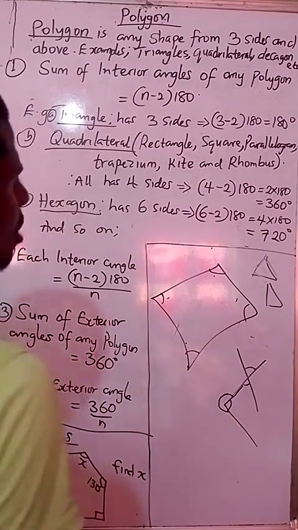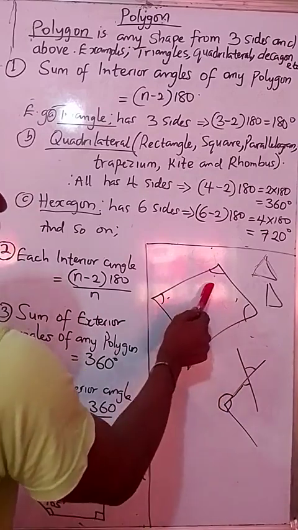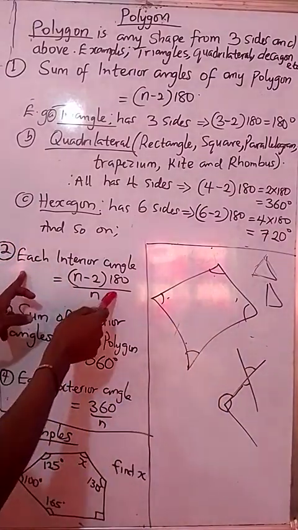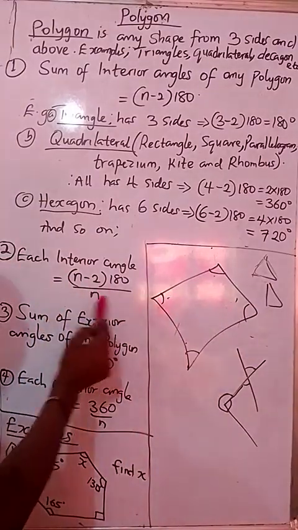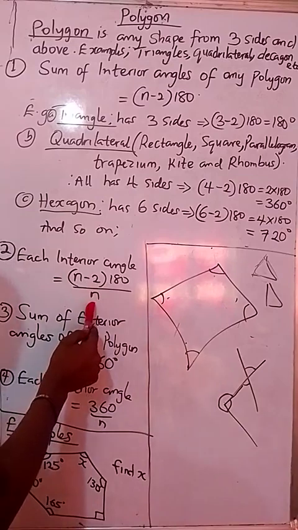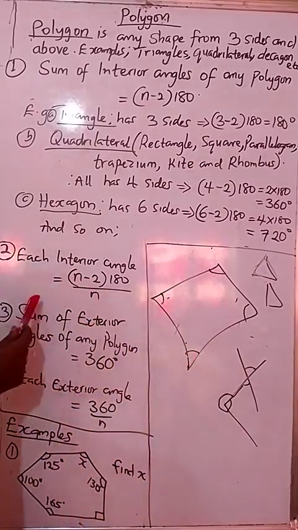And if you are now asked to find each angle, instead of all of them, just one, the formula for each interior angle is the sum of interior angles over n, that is, over how many sides. So that's the formula to find each interior angle.